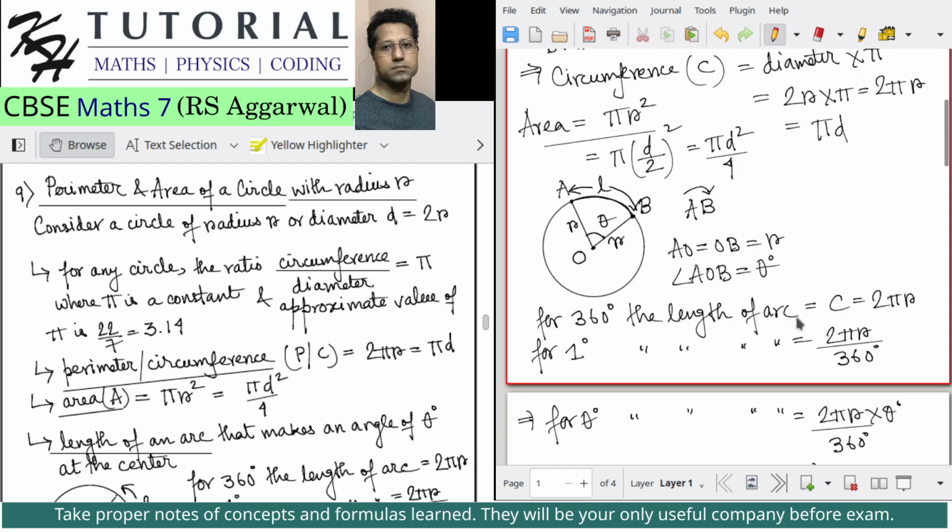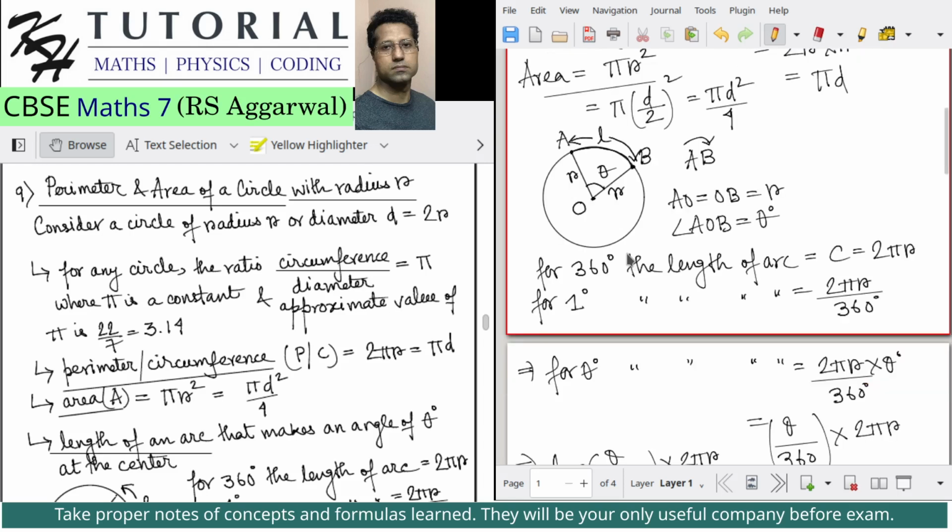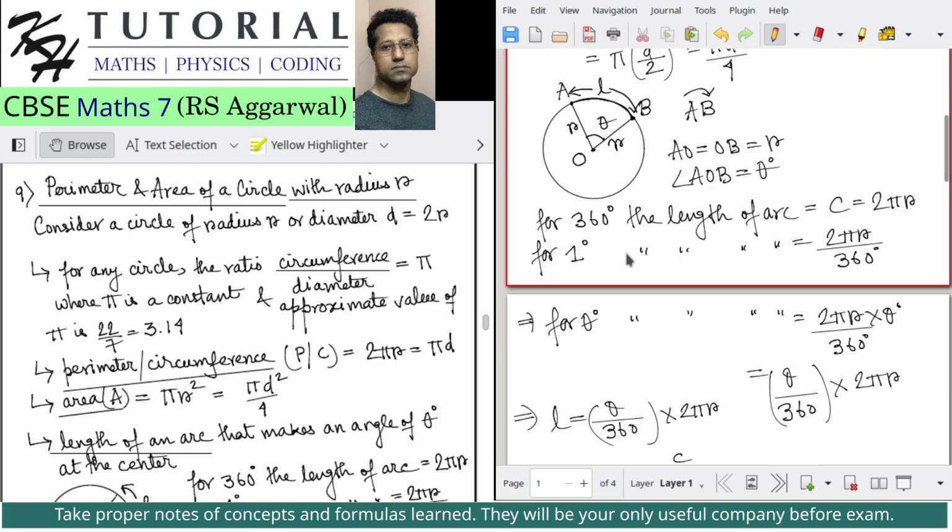Next we have length of an arc. The length of an arc which makes an angle theta in a circle of radius r, if the length of the arc is L, L will be equal to theta by 360 multiplied by 2 pi r.